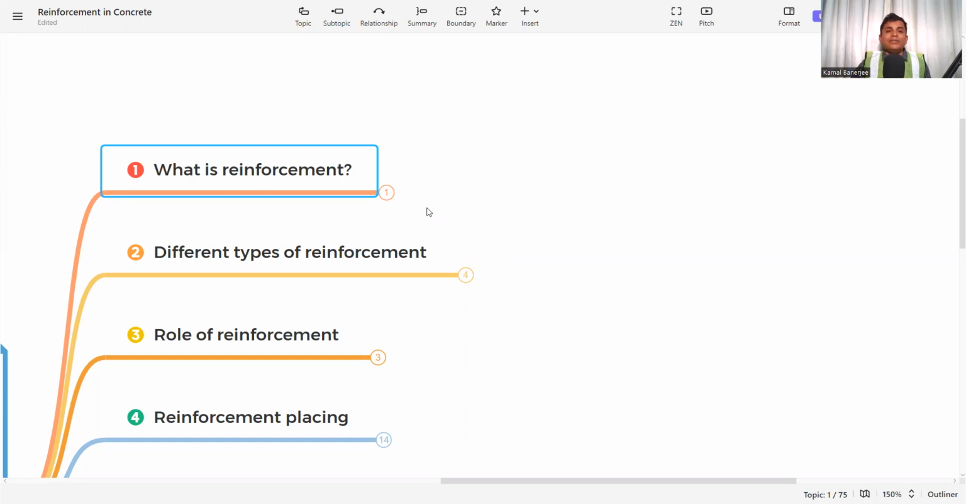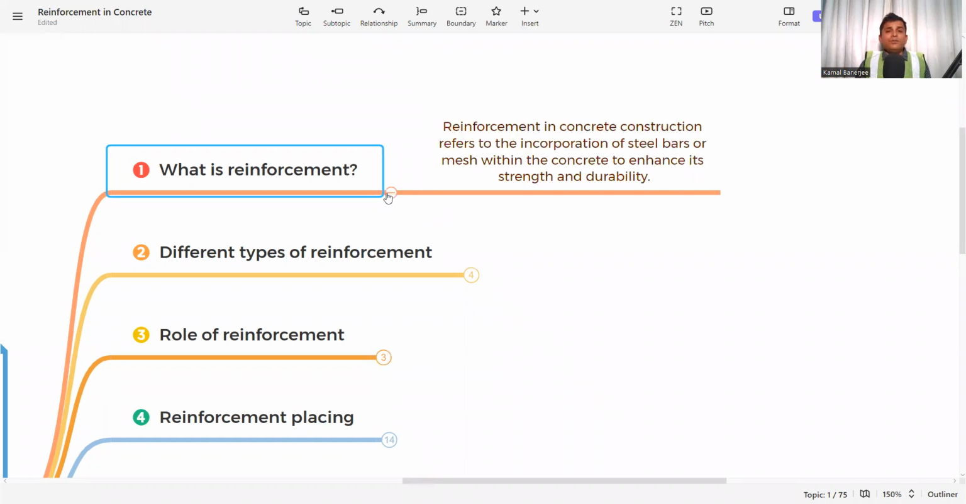So first thing, what is reinforcement? Reinforcement in concrete construction refers to the incorporation of steel bars or mesh within the concrete to enhance its strength and durability. Now, reinforcement is a foreign material introduced inside the concrete to make it more durable and strong.